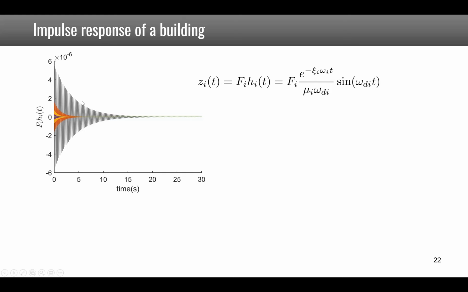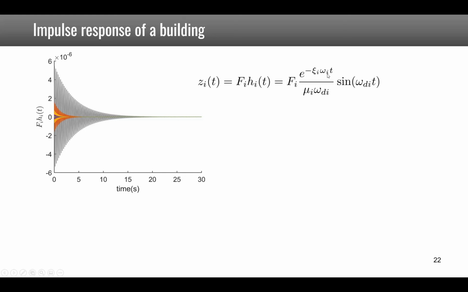For the first mode, you see clearly here the gray curve, so this is really dominant in the impulse response. For higher modes, you see first of all that the amplitude of these impulse responses is lower. This is due to the fi factor that we discussed just before, but you also see that they decay faster. So why do they decay faster? It is because of the exponential here, which is minus psi i omega i t.